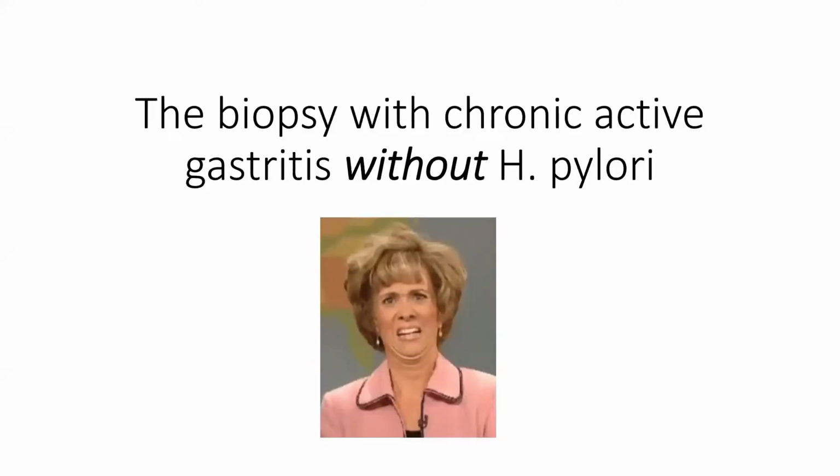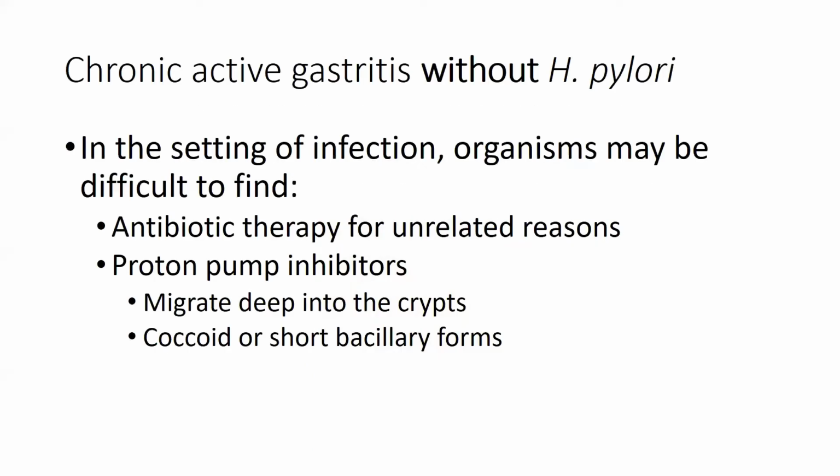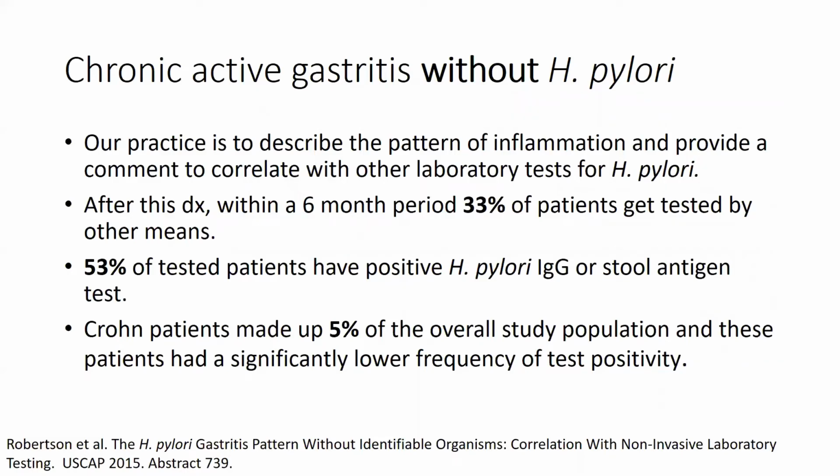Now, what do we do with a biopsy with chronic active gastritis without H. pylori? In patients with actual H. pylori infection, you may have a hard time identifying the organisms if patients are under antibiotic therapy for unrelated reasons. For example, the patient underwent dental surgery and needed antibiotics for a heart condition. And also if the patient is on proton pump inhibitors, the organism may migrate deep into the crypts, and they also may acquire coccoid or short bacillary forms that can be a little bit difficult to identify. What do we do in this setting?